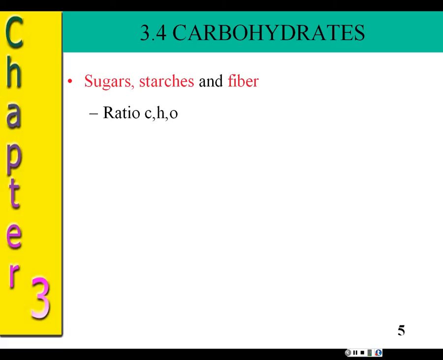Anybody know the empirical formula for glucose? C6H12O6. Is this a 1 to 2 to 1 ratio? Yes. If I divide through by 6, 6 into 6, I get what? 6 into 12, I get what? 6 into 6 again, I get what? So we are in a 1 to 2 to 1 ratio. Now, the typical forms that we can find.